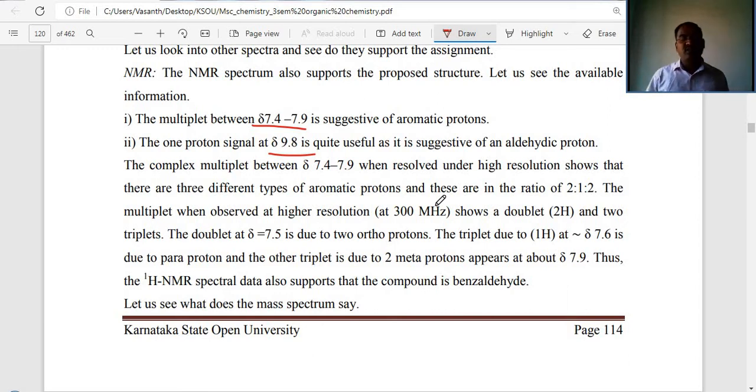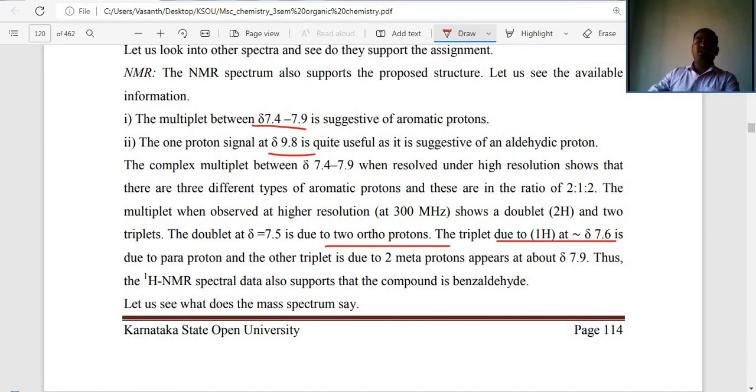The complex multiplet between delta 7.4 to 7.9, when resolved under high resolution, shows that there are 3 different types of aromatic protons, in the ratio 2:1:2. The multiplet when observed at higher resolution shows a doublet and two triplets. The doublet at delta equal to 7.5 is due to the 2 ortho protons.